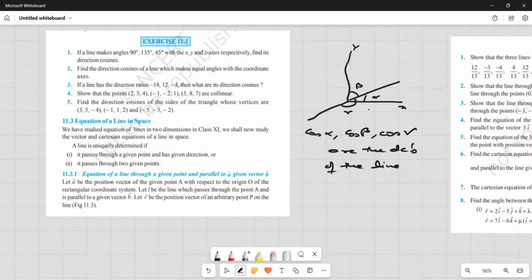What is the property of this? If we take the squares of them, cos square alpha plus cos square beta plus cos square gamma, that should be equal to 1.